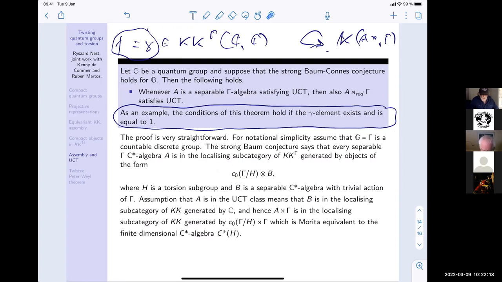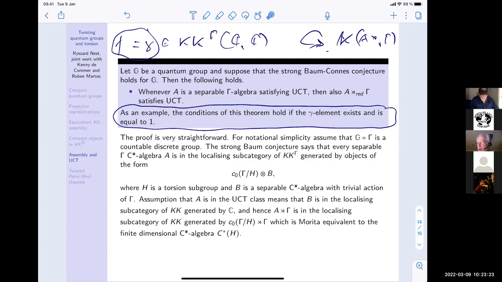Now, assuming that A is in the UCT class, this means that, well, this is just abelian, so this really means that this is in the UCT class. So this will be the localizing subcategory generated by C. So anything like this is in the localizing subcategory generated by just this factor, C0(gamma mod H). Hence the crossed product is in the localizing subcategory generated by C0(gamma mod H) cross gamma, which is Morita equivalent to a finite-dimensional C-star algebra. Hence, the UCT class. So if you have anything satisfying UCT, and a group which satisfies the strong Baum-Connes conjecture, the crossed product satisfies UCT.